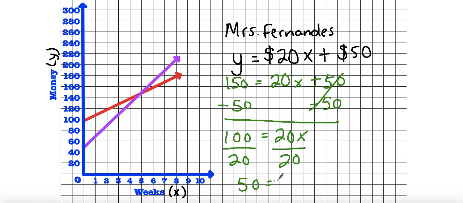And 50 is equal to x. Sorry, 5 is equal to x, meaning that after 5 weeks, you would have $150.